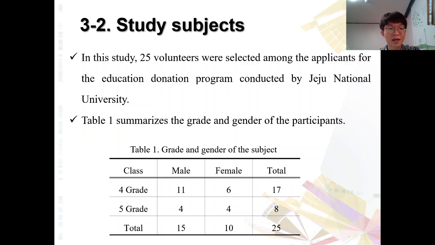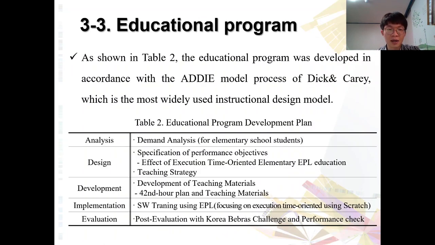My study subject. In this study, 25 volunteers were selected among the applicants for the education donation program conducted by Jeju National University. Table 1 summarizes the grade and gender of the participants. As shown in Table 2, the educational program was developed in accordance with the ADDIE model process of Dick and Carey, which is the most widely used instructional design model. I made this educational program in this sequence: analysis, design, development, implementation, and evaluation.